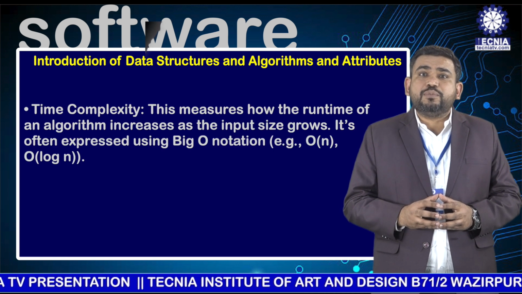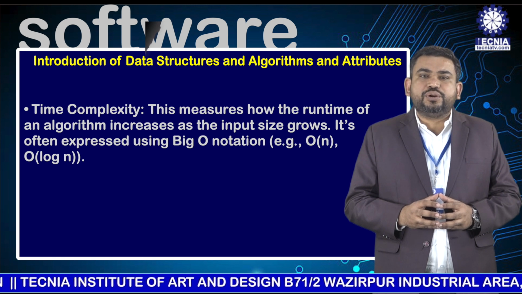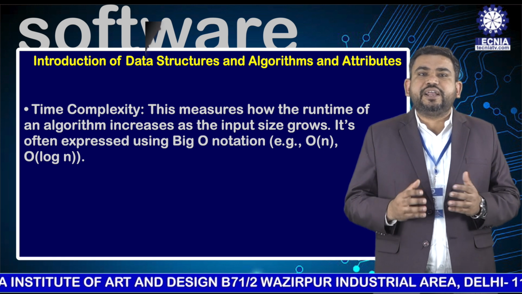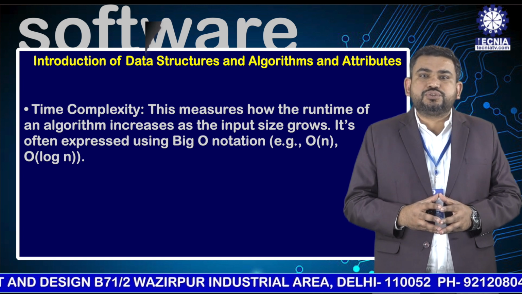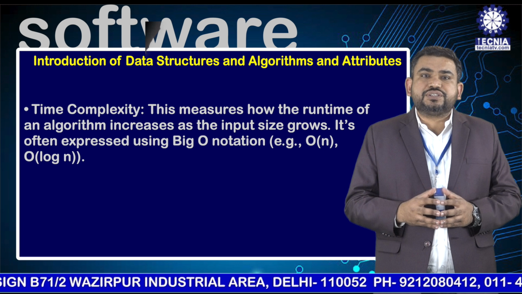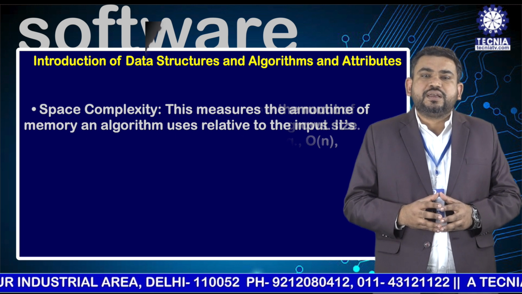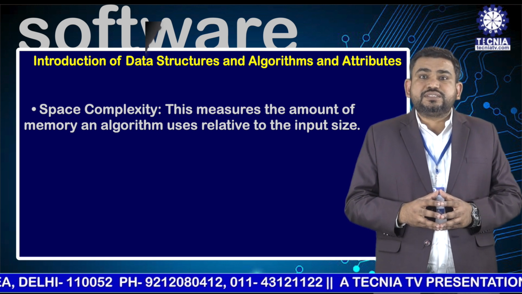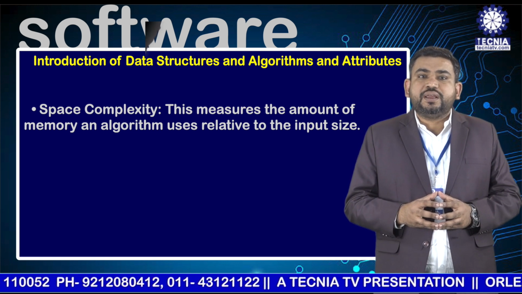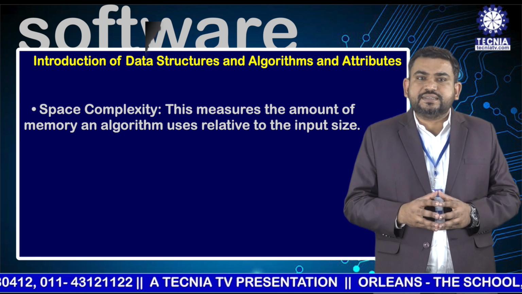First, time complexity. This measures how the runtime of an algorithm increases as the input size grows. It is often expressed using big O notation, for example O(n), O(log n). Now the second one is the space complexity. This measures the amount of memory an algorithm uses relative to the input size.